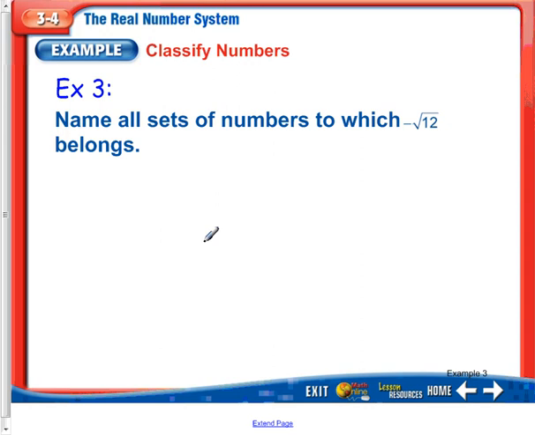So name all sets of numbers to which the negative square root of 12 belongs. Well, I know it's a negative, so that means it can't be a whole number. But then the square root of 12, well, 12 is not a perfect square. So I know I'm talking about an irrational number here. And if a number is irrational, then it can't be anything else. It's just irrational. It cannot be an integer. It cannot be a whole number. It cannot be rational. If it's irrational, that's all it is.